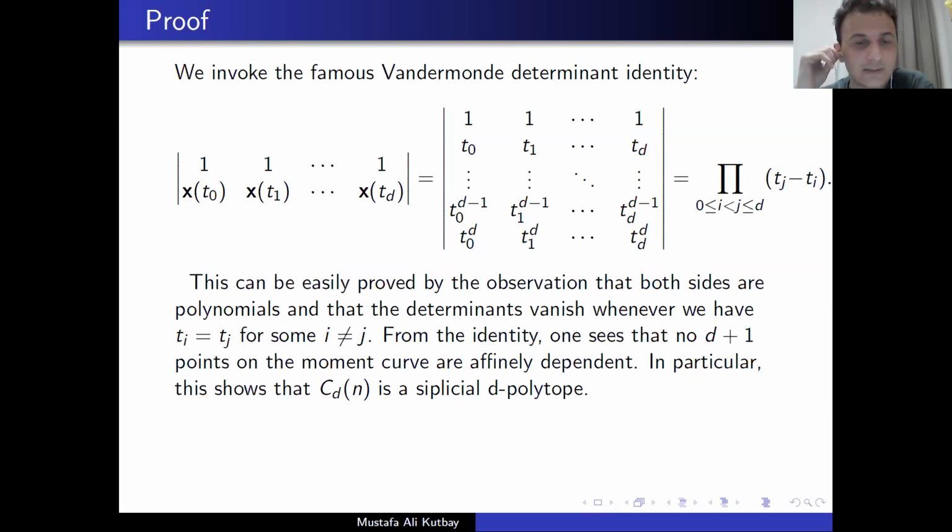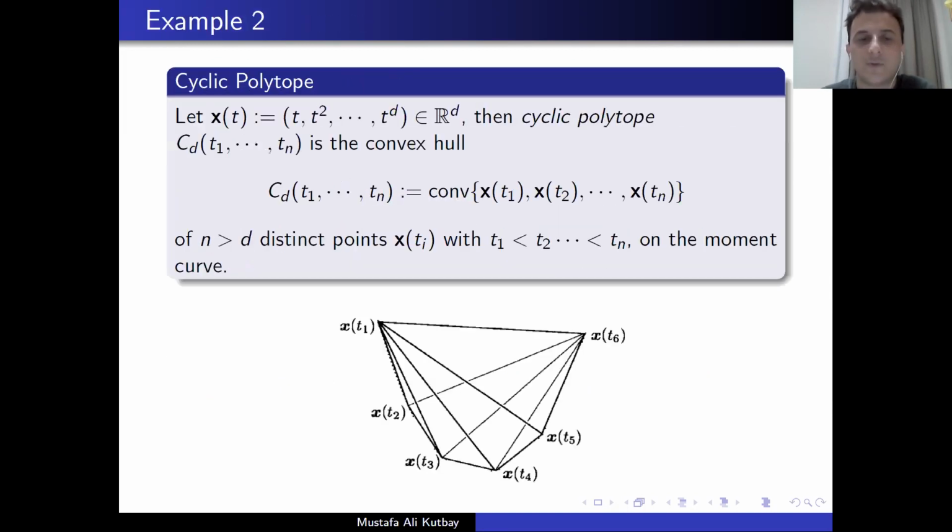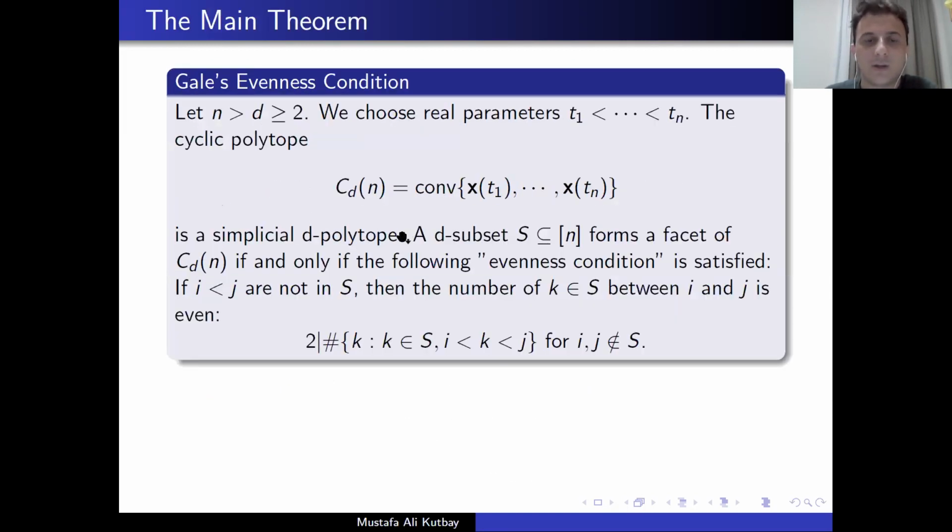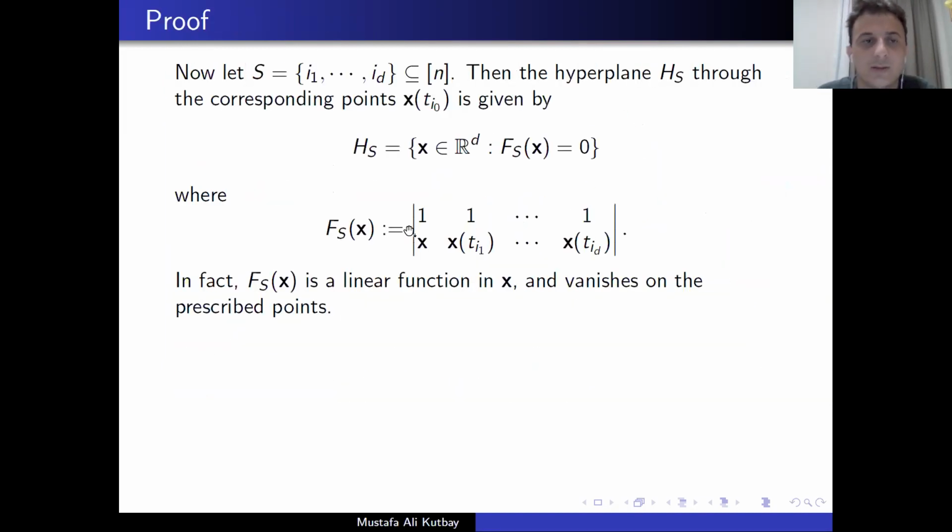So C sub D of N should be affinely isomorphic to one of the D standard simplexes. So it is a D simplex, a D polytope. So it concludes the first part of the proof we write until here. And now I will continue with the remaining parts.